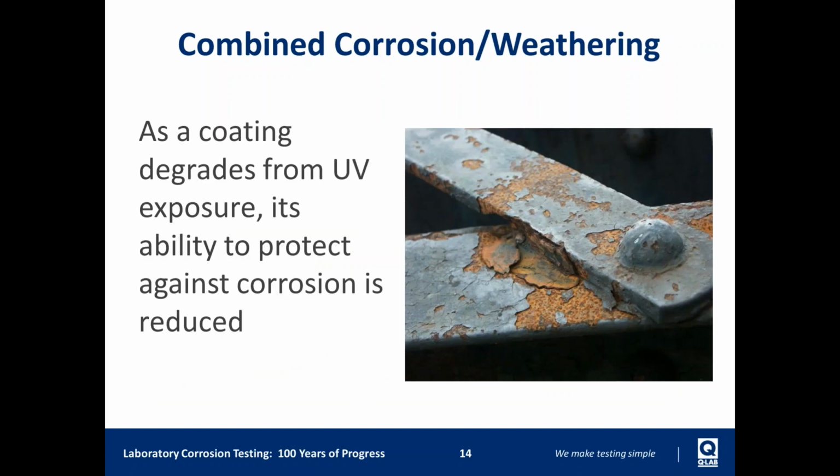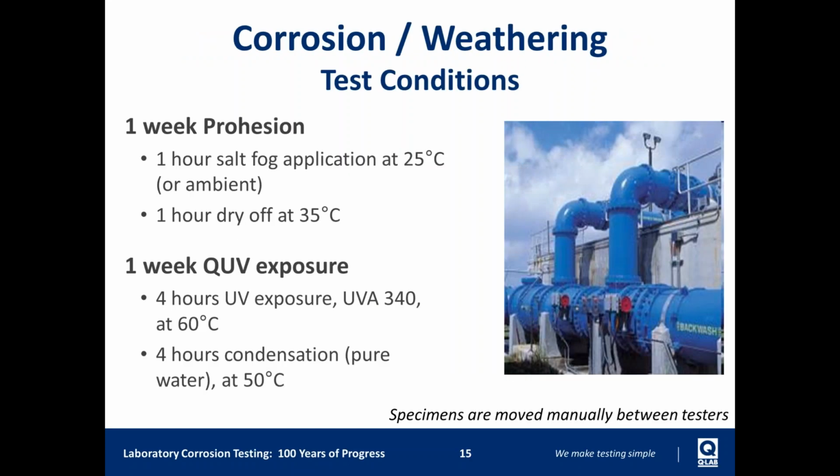And the idea is that the coating is really what's protecting it from the corrosion, and the UV is going to degrade the coating, which makes the metal more exposed to corrosion. This particular test, what they used, the Prohesion test method, which is 1 week, this is the ASTM version, and it used 1 week of Prohesion, which is 1 hour of salt fog and 1 hour of dry, and then it used 1 week of ASTM G155, which was 4 hours of UV exposure and 4 hours of condensation.